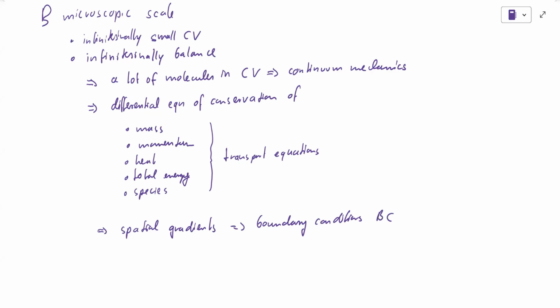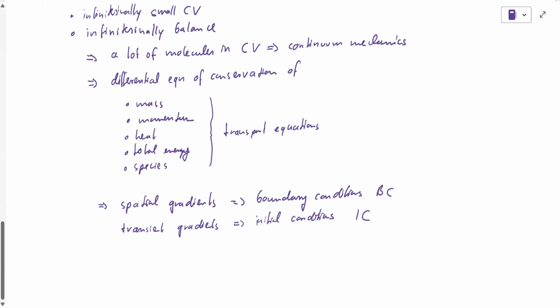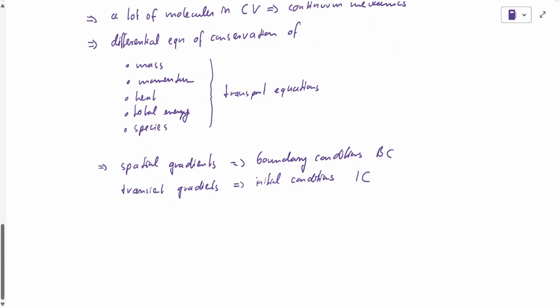Radiation is a boundary condition, BC. And if we have transient gradients, then of course we need initial conditions, so the ICs. And then if we have the transport equations and the boundary conditions and initial conditions, we can solve our partial differential equations, which are the transport equations, solving the PDE system.